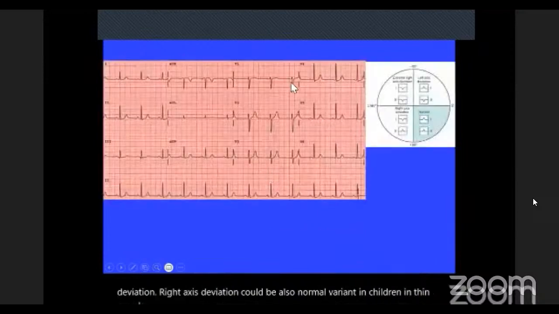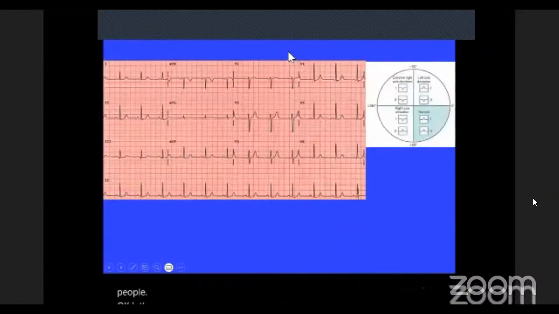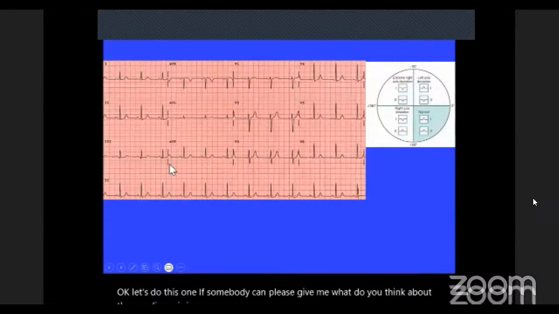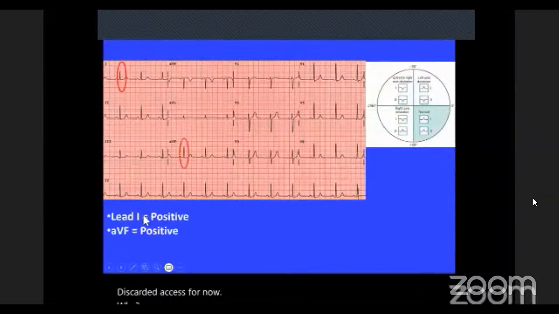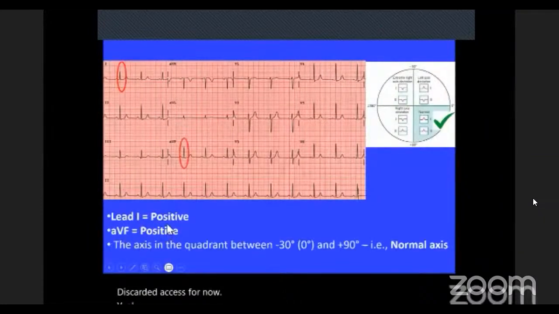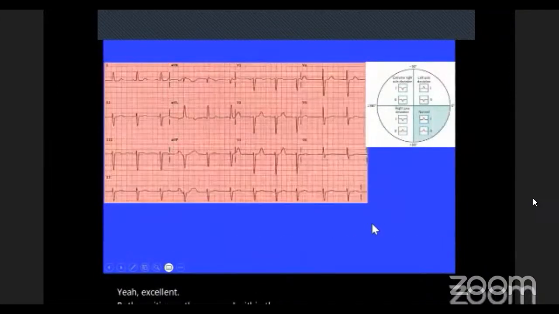So, okay, let's do this one. Can somebody please give me what you think about the cardiac axis in this ECG? Is it normal or abnormal? Just cardiac axis for now. Normal axis. Why? When you look at lead 1 and lead AVF, you see both of them are positive, so they are within the normal range here. Excellent. How about this one?